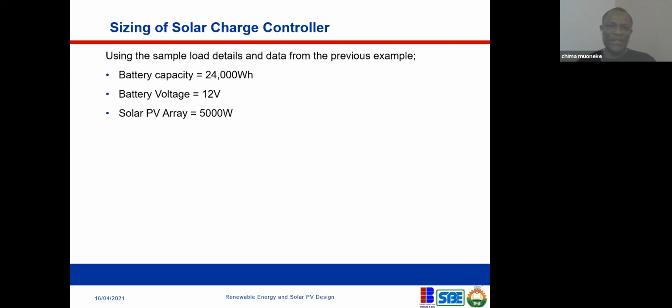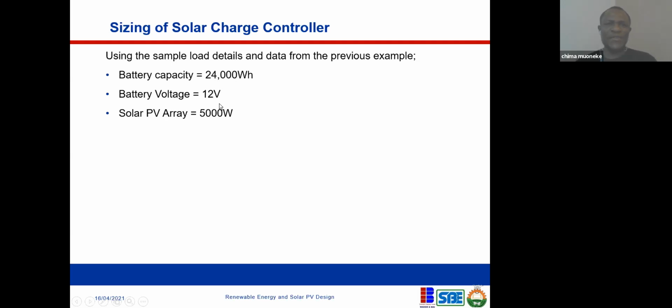So we are talking about the solar charge controller now, okay? Using the same sample load details and the data from our previous example, you can still recall that the energy that we need with 3 days autonomy is 24,000 watt hours. And our battery voltage here is 12, okay? And our PV module array is 5,000 watts. These are all what we have already established.